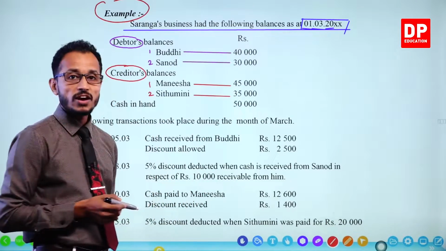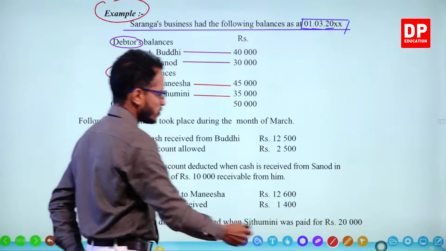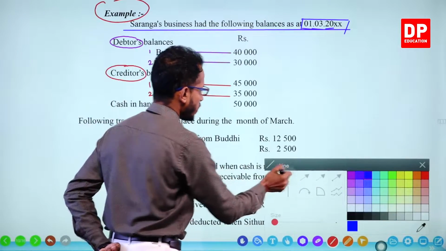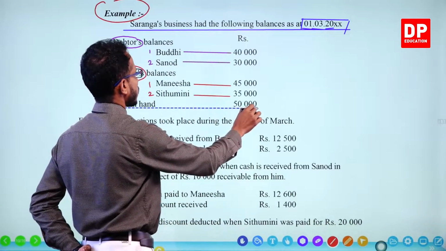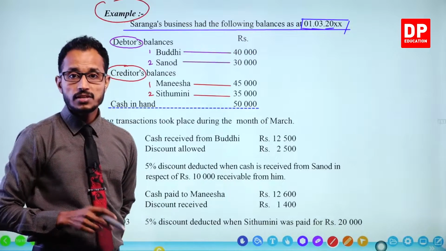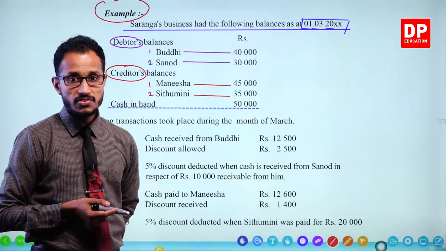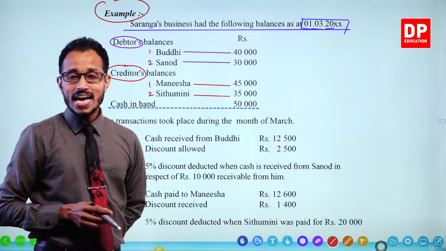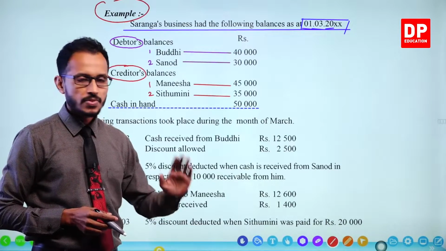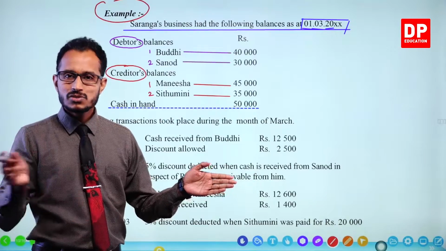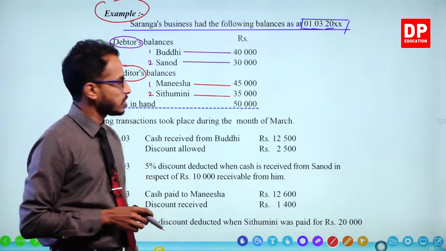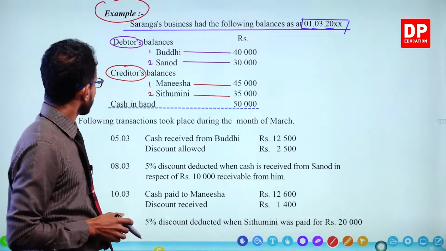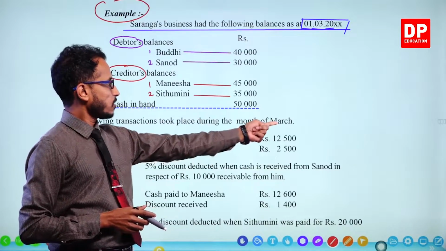45,000 and 35,000. We have cash at hand 50,000. This is something important that you should keep in mind. Cash at hand 50,000, which means when you draw the cash book, children, there is an opening balance of cash that should be in the debit side on top to start the cash book. The very first entry is this. This should be in the debit side. Let's see. Following transactions took place during the month of March.